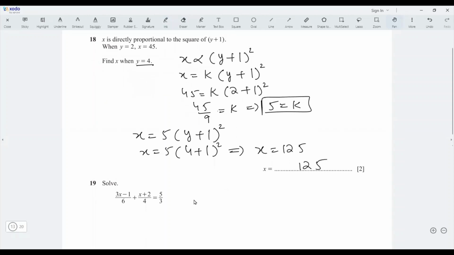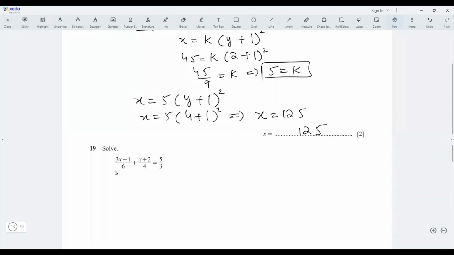Solving the next question, this is basically fractional algebra that is to be applied here. So making the denominators the same: 6, 4, and 3. What's the LCM of all of these three numbers?